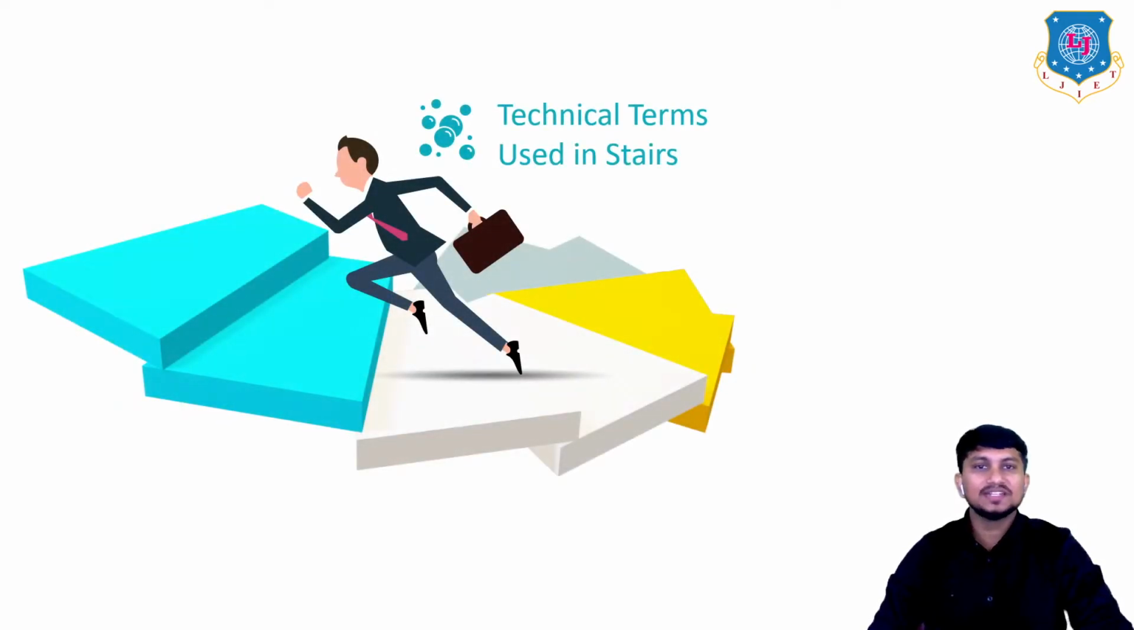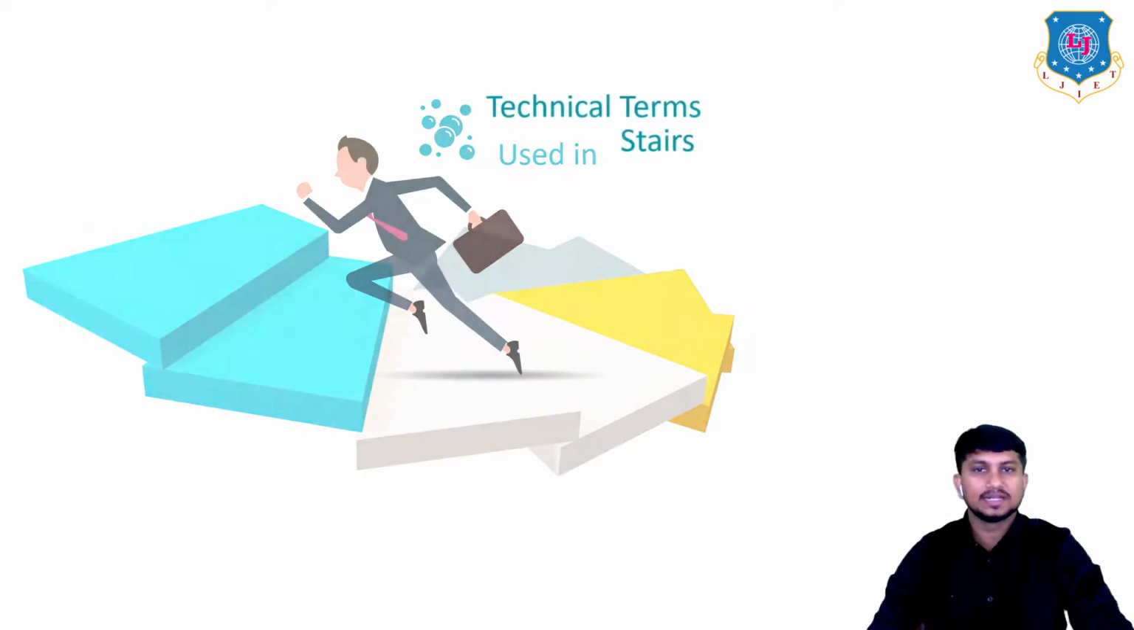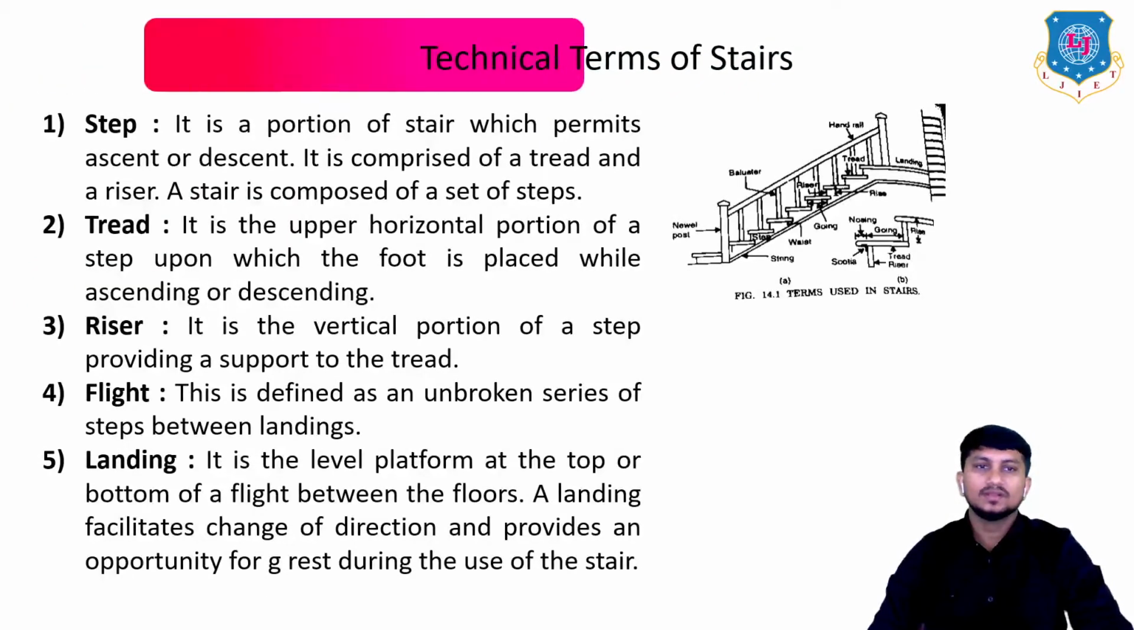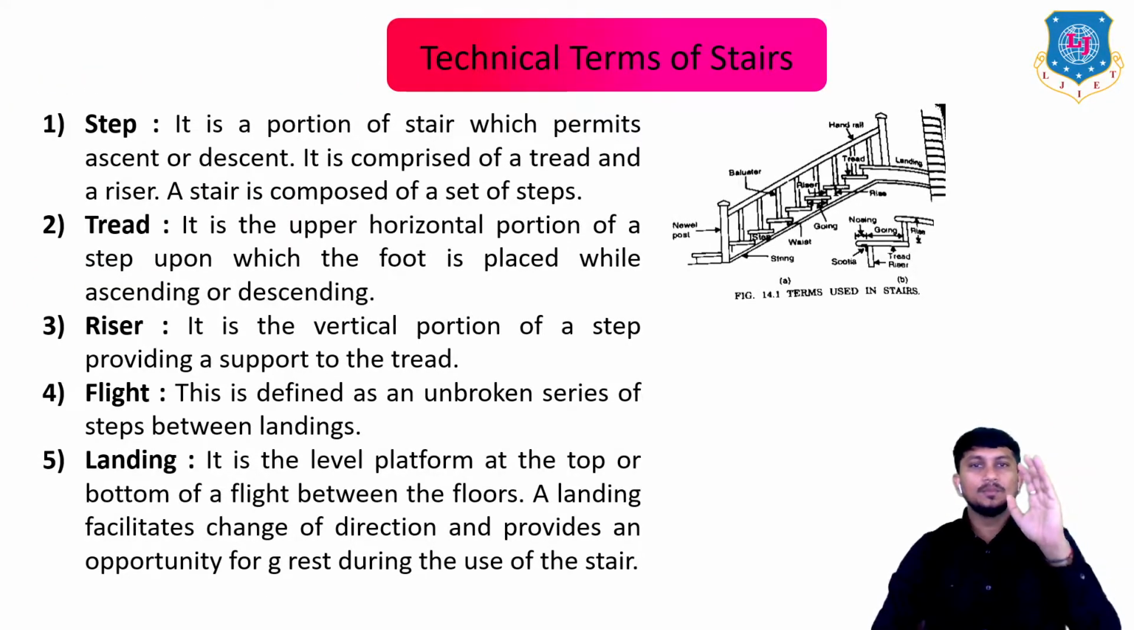Now, let's see various technical terms used in stairs. You can clearly see the various components of the stairs. Let's see them one by one. First is step. It is a portion of stair which permits ascent or descent. It is comprised of a tread and a riser. A stair is composed of a set of steps.